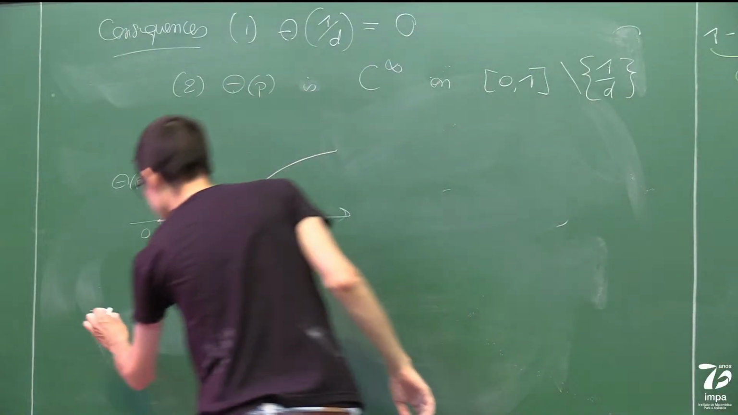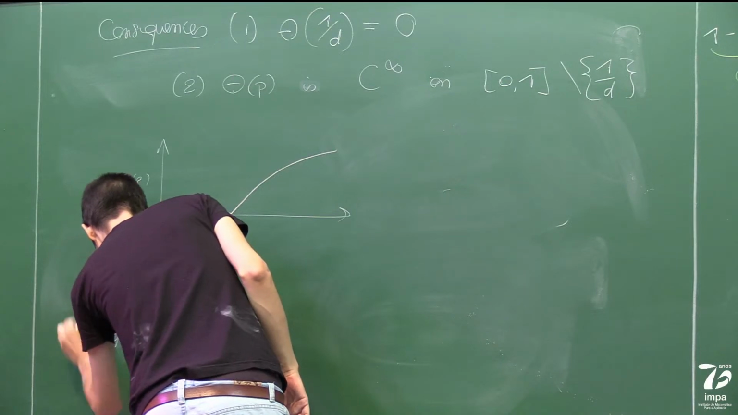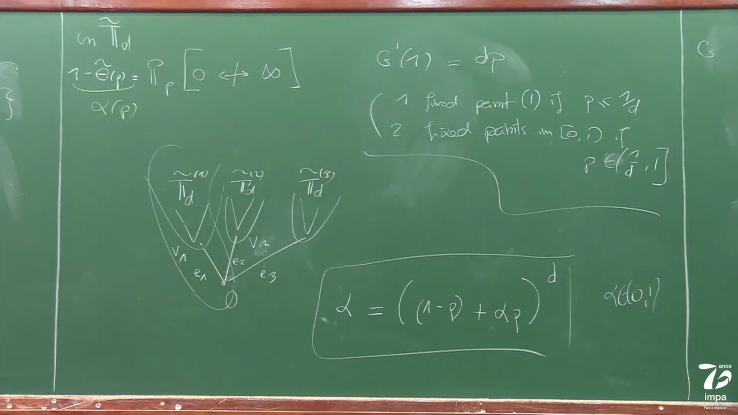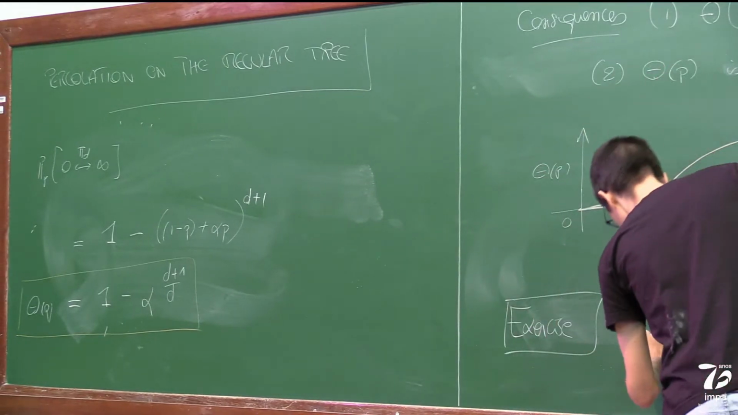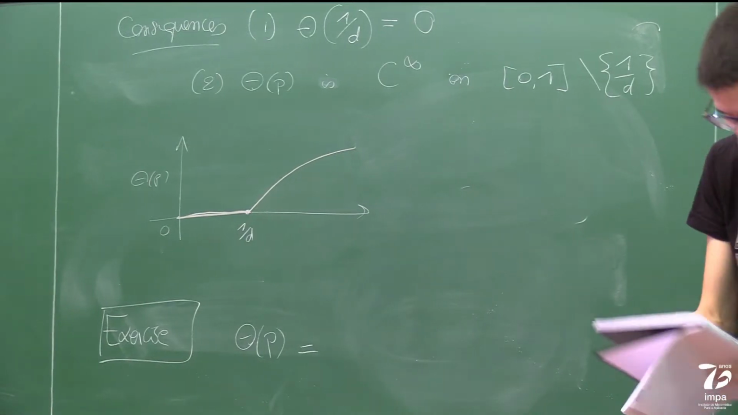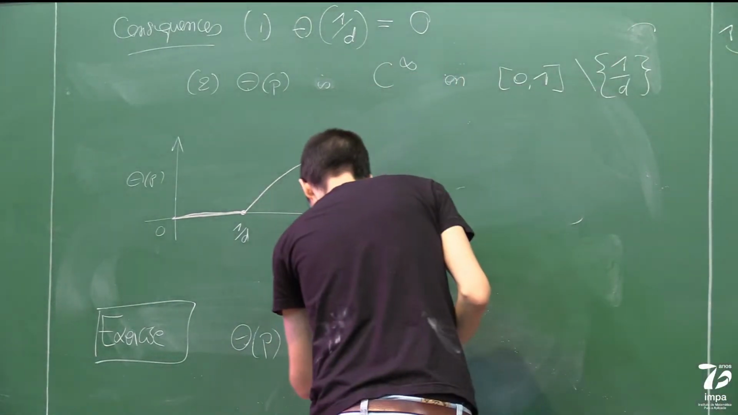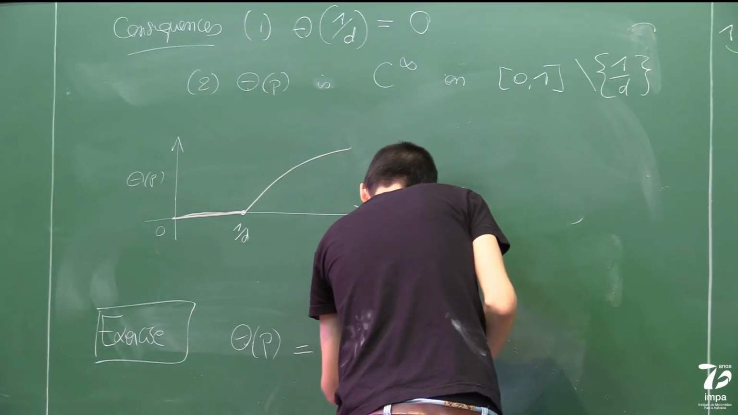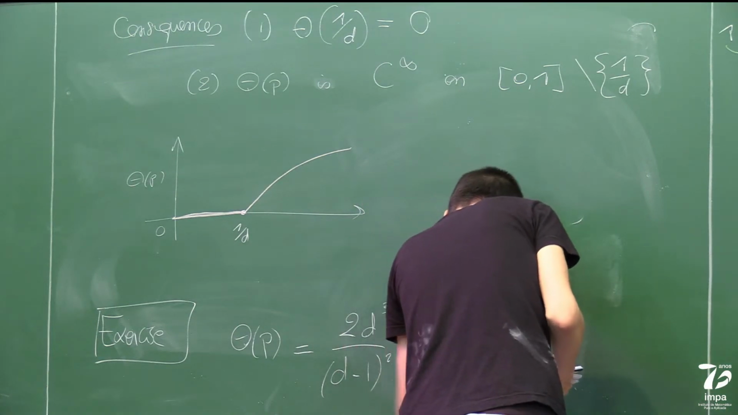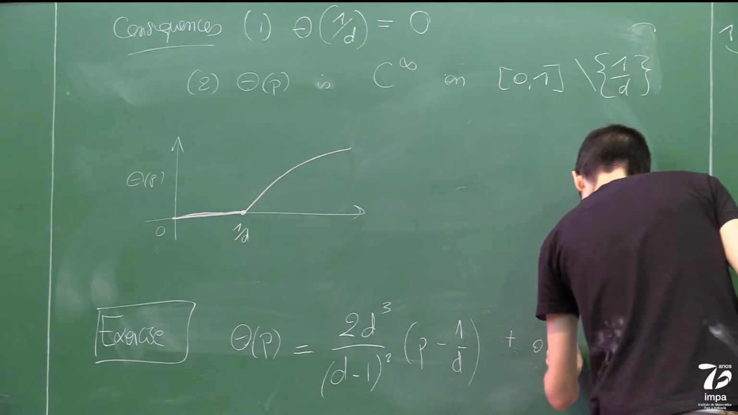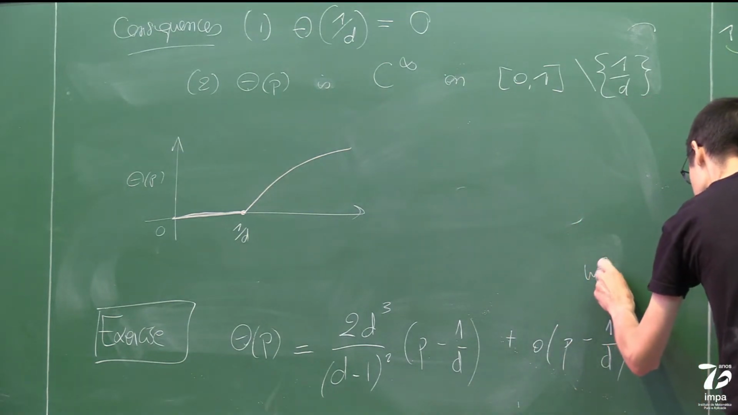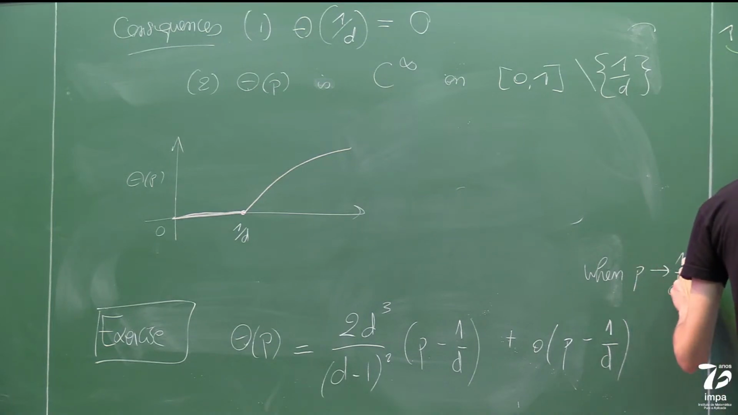Okay, so exercise. Using this equation and this expression here, show that theta P is equal to 2D^3 over (D minus 1)^2 times (P minus 1 over D) plus little o of (P minus 1 over D) when P tends to 1 over D from above.